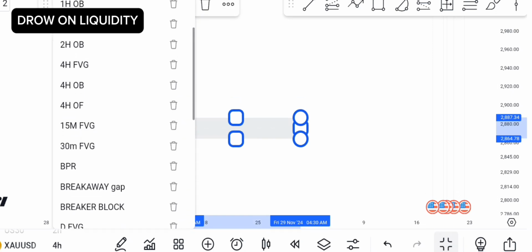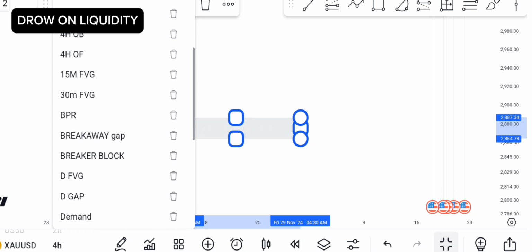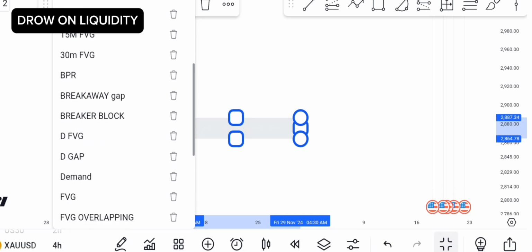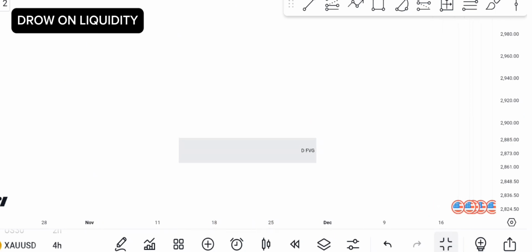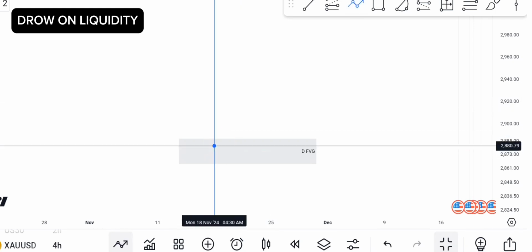I'm recording on my phone because it's too fast for analysis. Most of the time I use my phone. First of all, you have to mark a daily fair value gap. Just imagine, and now understand what draw on liquidity is.